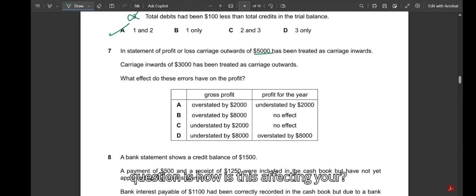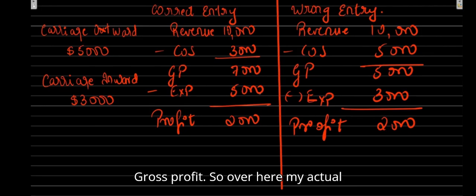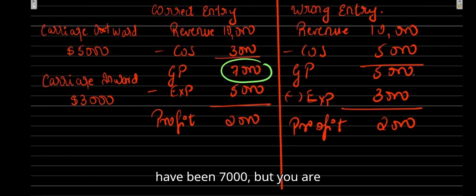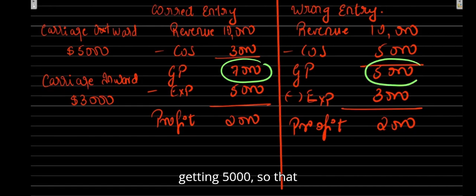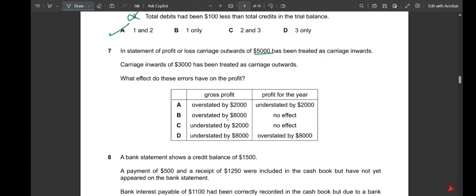So now the question is, how is this affecting your gross profit? My actual gross profit, which I should get, should have been 7,000, but you are getting 5,000. So that means it has been understated, understated by 2000.